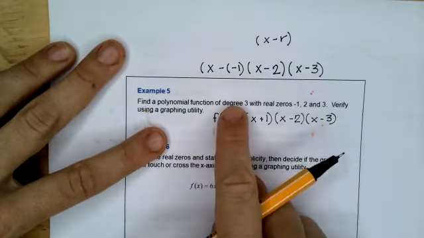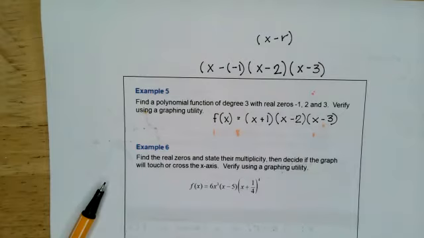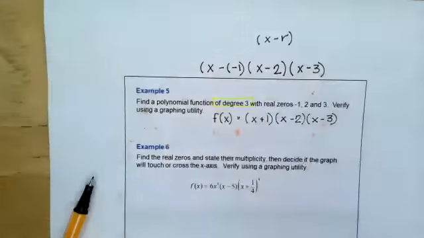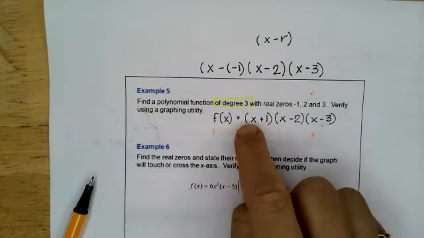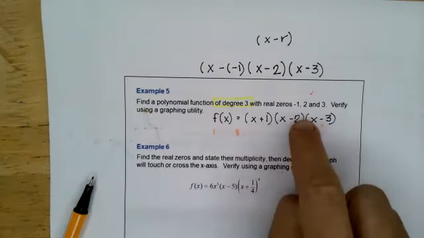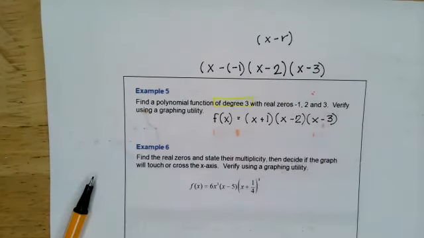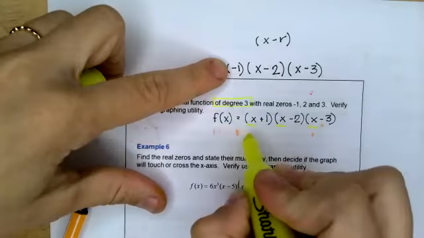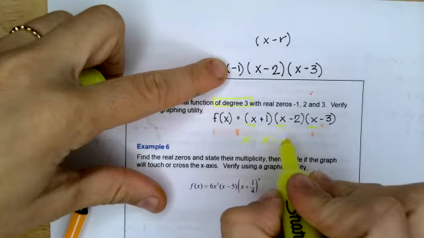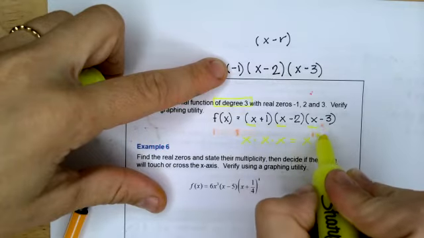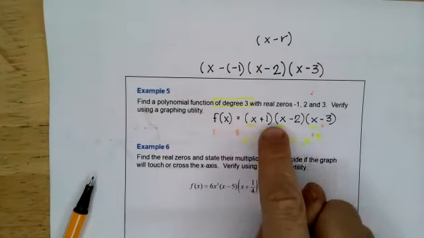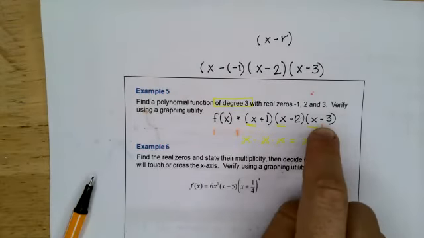And it says it's a polynomial of degree 3. That's important. Of degree 3 means that we need to check if this is raised to the first power, this is raised to the first power, and this is raised to the first power. Do we get a polynomial function of degree 3? We do, because x times x times x becomes x to the third. So our polynomial of degree 3 is x plus 1 times x minus 2 times x minus 3.